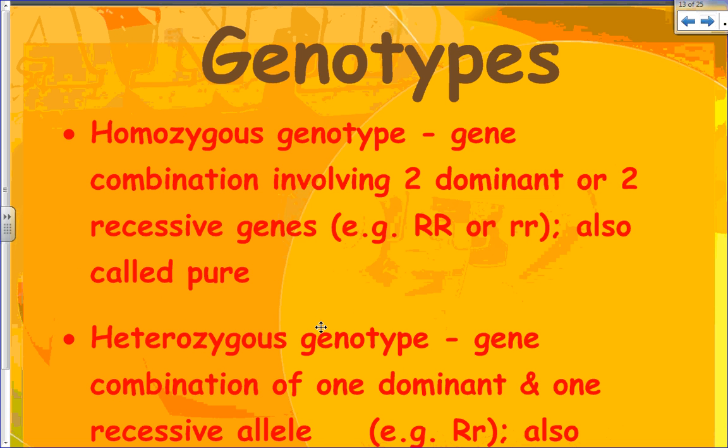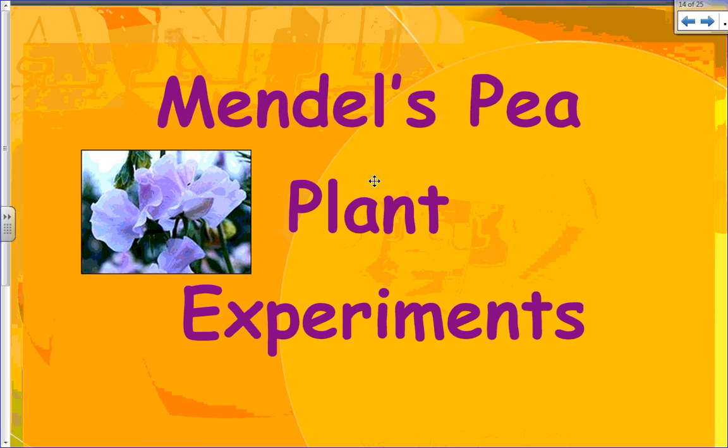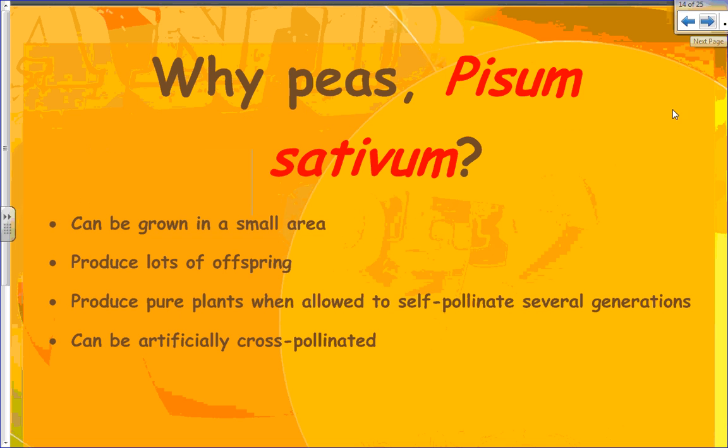So the homozygous genotype is a gene combination involving two dominant or two recessive genes. This is also called purebred. Mendel didn't refer to them as homozygous; Mendel referred to them as purebred. The heterozygous genotype is a gene combination of one dominant and one recessive allele, and Mendel referred to these as hybrids. So Mendel's pea plant experiments were crucial in the understanding of genetics and how traits were inherited.